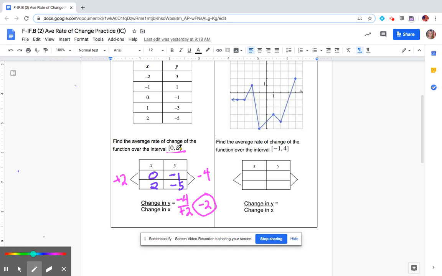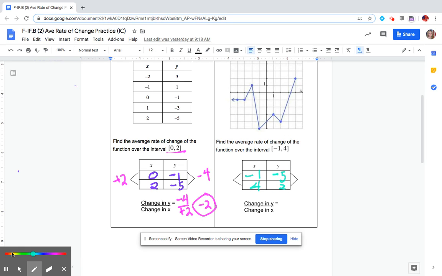Now we'll look at the little graph that's given here. And I have my x values for my interval, -1 to 4. I want to find my y value at x equals -1. So we go over to the graph. Here's x equals -1. My y value is down here at -5. How about at x equals 4? My y value is 2.